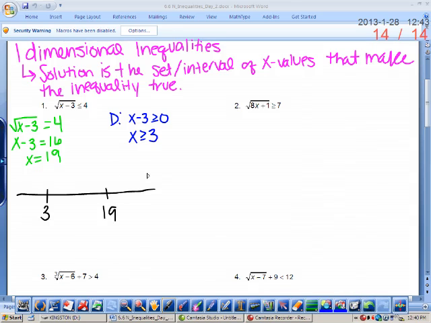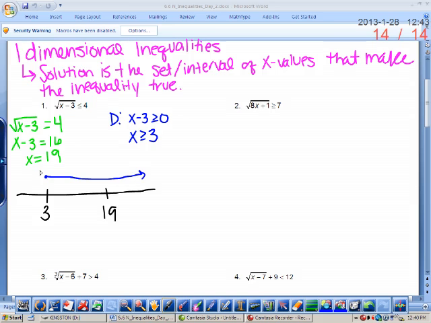Okay, so 3 represents the beginning of our domain. I'm not going to plot on the number line yet because I don't know if that 3 is a solution to the inequality yet. But above the number line, I am going to draw a little arrow. What that arrow is going to tell me is that's where the domain of my radical is. That's where this radical is defined.